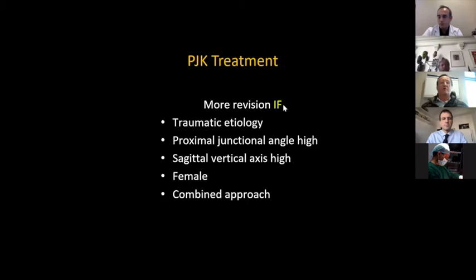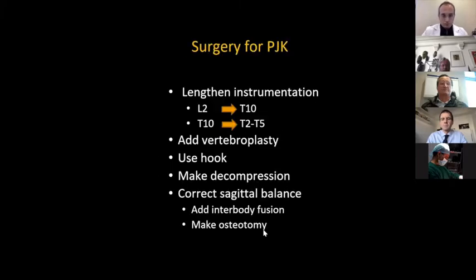More revision is necessary if it is a traumatic etiology, if the proximal junctional angle is very high, if the sagittal vertical axis is high, in female patients, and with combined approaches. How can we treat them? If your instrumentation level is ending at L2, you can go up to T10. If it is ending at T10, then you can go to T2 or T5. Add vertebroplasty, use hooks, make decompression, correct sagittal balance by intermediate fusion or a new osteotomy.